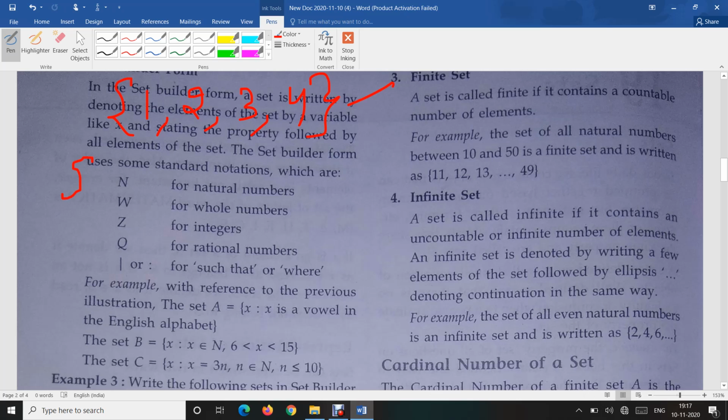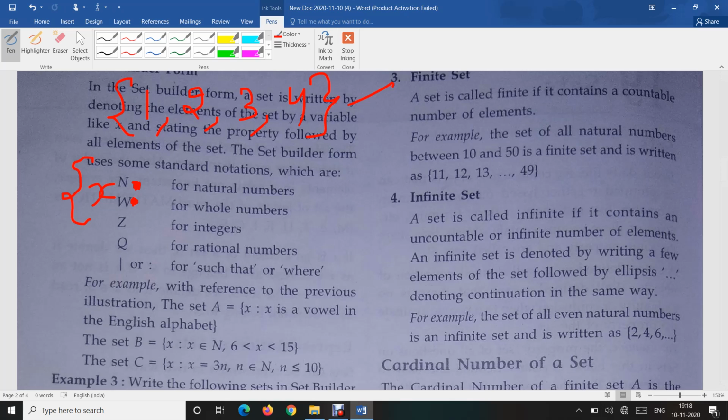First of all, we have to start with the curly bracket. Then we can write x. Here we are writing x. You can write any variable, any alphabet. X is just a variable here that keeps changing. Then we write the such that sign. These two dots are called such that.